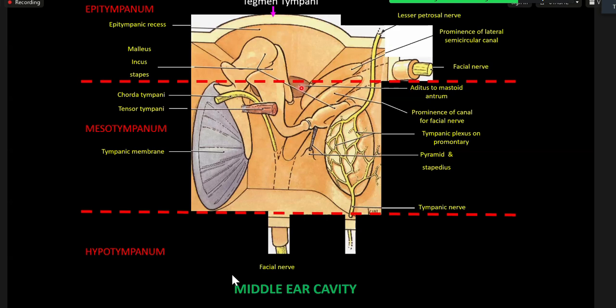So once again, I told you the walls. The lateral wall of the middle ear is the external auditory canal or the external ear. The medial wall is the internal ear. The superior wall is the tegmen tympani. The inferior wall below that is the jugular foramen. Anteriorly, there will be the carotid canal. Posteriorly, there will be the mastoid antrum and mastoid air cells.